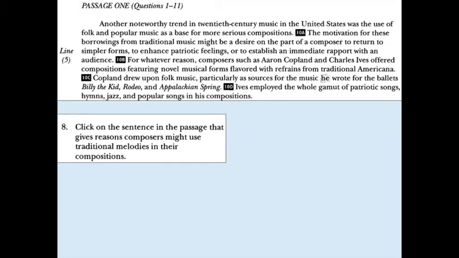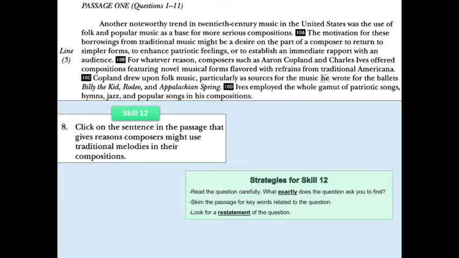Number 8. Click on the sentence in the passage that gives reasons composers might use traditional melodies in their compositions. This is a Skill 12 question, so we need to use the strategies for Skill 12. Read the question carefully. What exactly does the question ask you to find? Skim the passage for key words related to the question. Look for a restatement of the question.